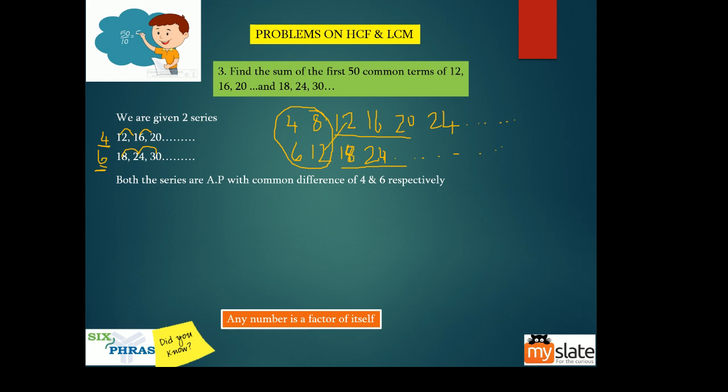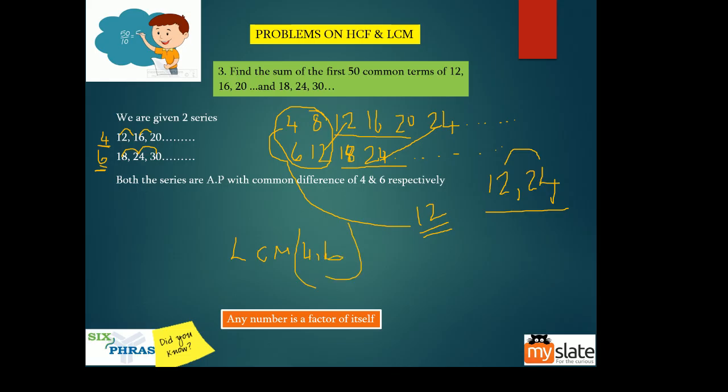Now you can see for both, 12 is common, 24 is common. Yes. So you see 12 is common. So in that common series, the first number will be 12. The second number will be 24. You can see what the common difference is. It is 12, right? The common difference of the common series is 12. Now how did this 12 come about? This 12 came about because 12 is the LCM of 4 and 6. So the LCM of 4, 6 is 12.